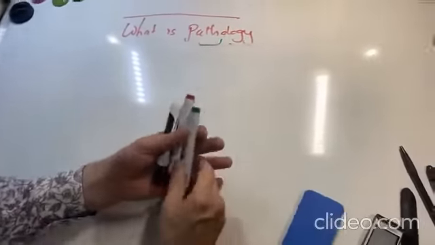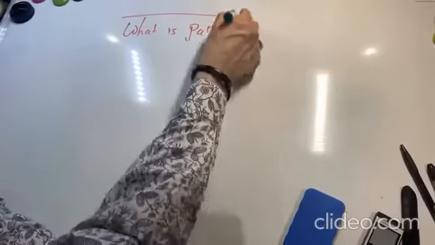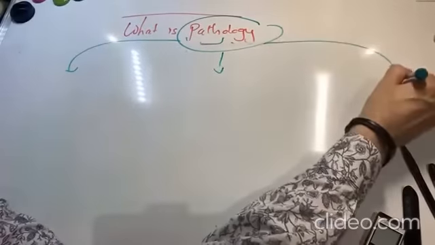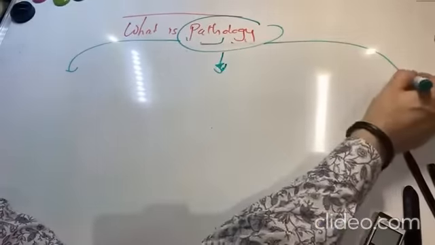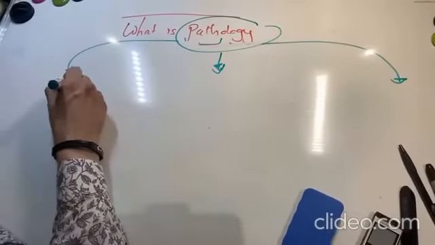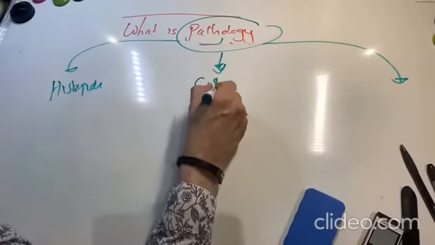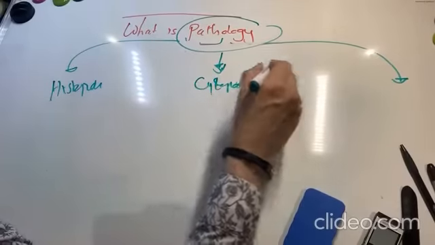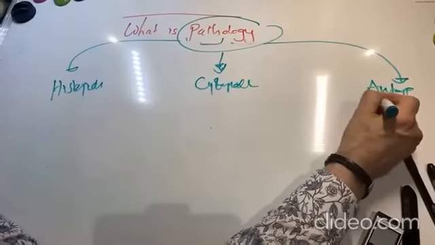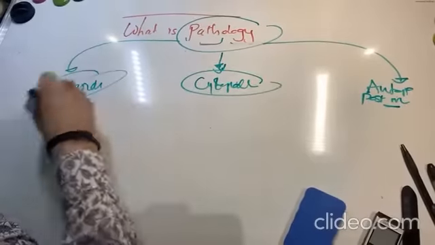Okay, if we divide pathology, generally we have 3 compartments of pathology. This is now the practical classification of pathology. The first one is histopathology. The second one is cytopathology. And the third one is autopsy or post-mortem exam. These are the practical 3 parts of pathology.